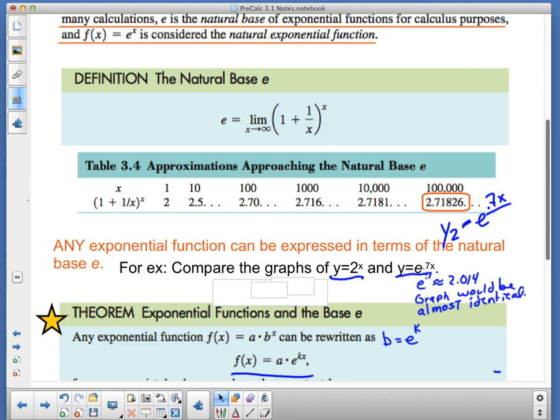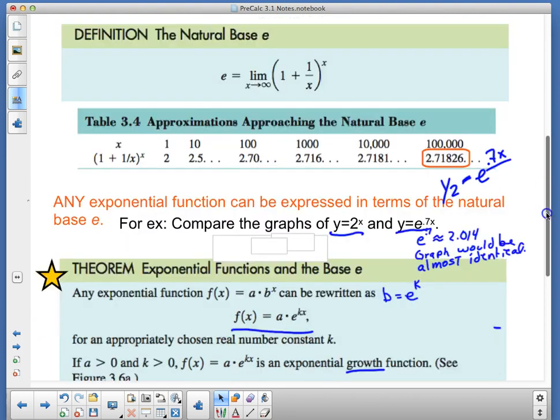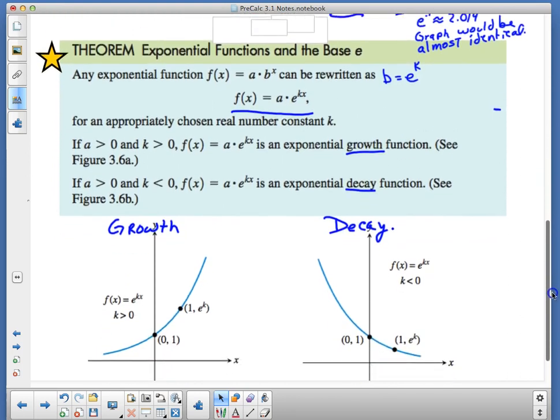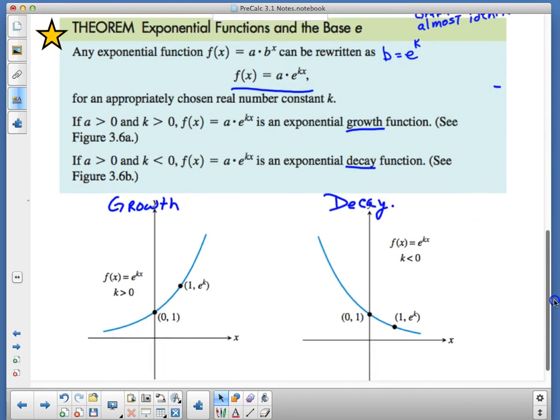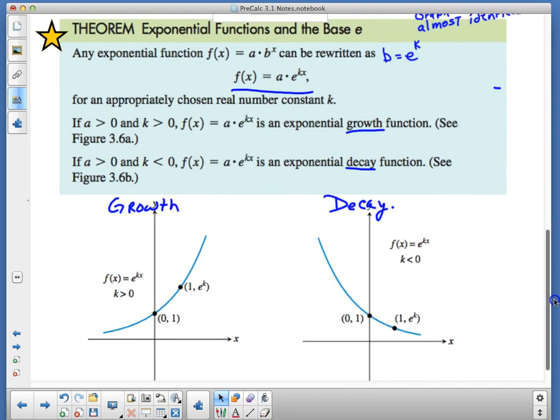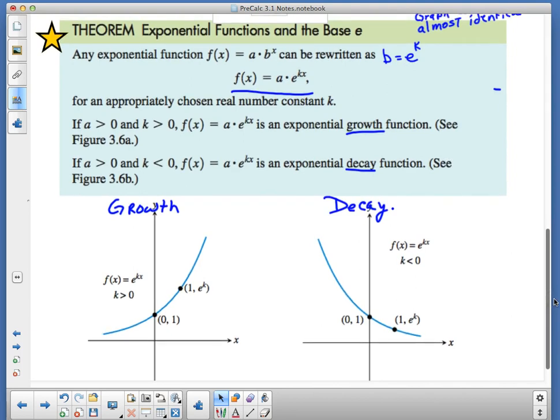Now, we've seen this stuff before. Base e, have you worked with it before? Done logarithms with the natural log, done logarithms with base 10. Now, an exponential function f of x equals a times b to the x can be written, with b equal to e to the k, I'm just going to plug that in right there, b is e to the k, becomes this.